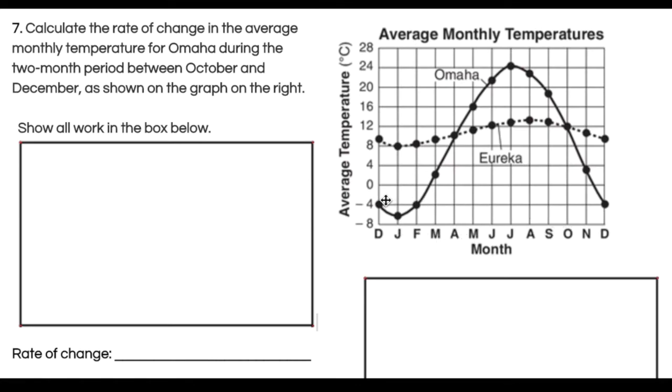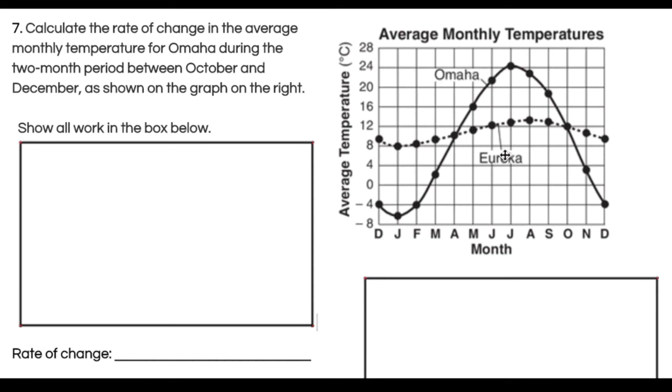We also know that there are two lines. There's one for Omaha, and then we have another line right here for Eureka, which, by the way, are both cities in the United States. So now that we know this, we know that these are the monthly temperatures from December to December for the city of Omaha and the city of Eureka.